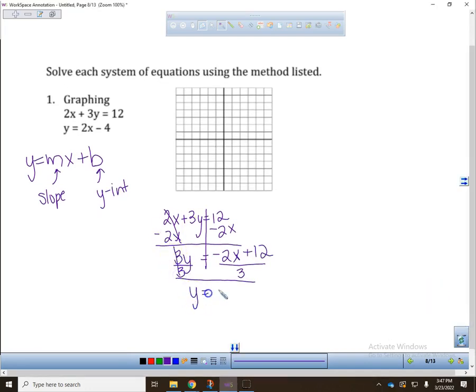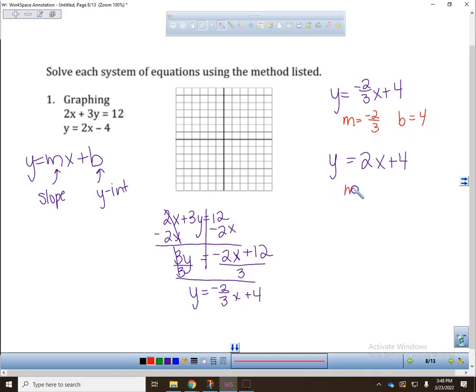So I'm left with y equals negative 2 divided by 3 is negative 2/3 x. 12 divided by 3 is positive 4. So my two equations, I now have y equals negative 2/3 x plus 4, and I also have y equals 2x plus 4. I'm going to go ahead and identify my slope and y-intercept here. And this one here is 2 over 1 and 4. So I'm going to go ahead and graph the line.